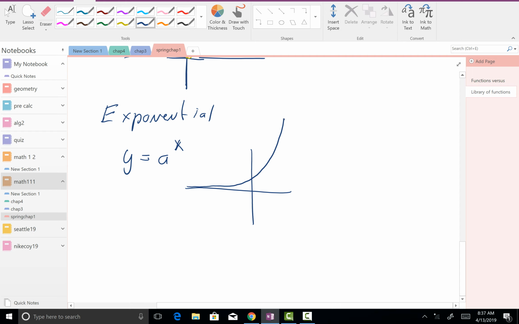All right. There we go. And the domain and the range. What's the domain of this, would we say? All real, good. But the range is going to be what? Greater than 0. Okay. Greater than 0.